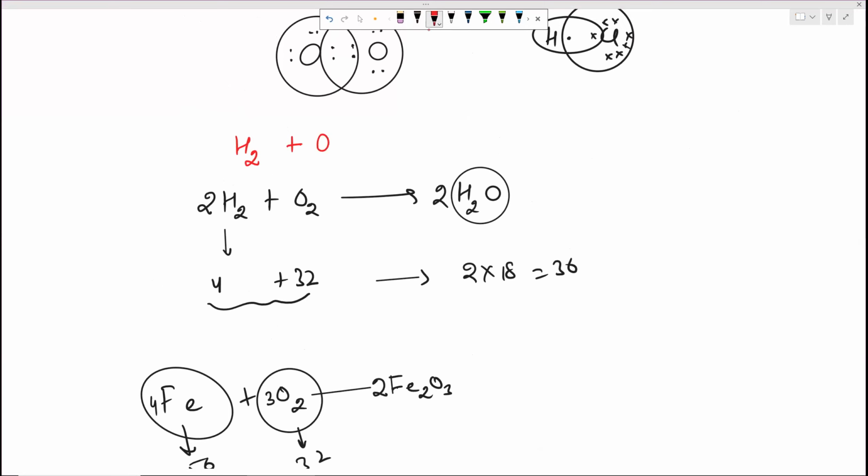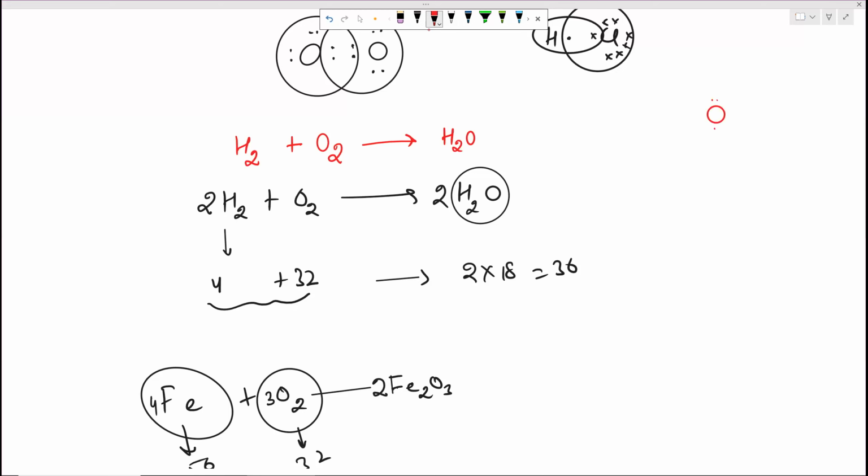And similarly, oxygen does not exist in the form of O. It exists in the form of O2. Now you check, this is water, H2O. The formula will be H2O. It cannot be H2O2. Why? I have explained to you. Because one oxygen atom will combine with 2 hydrogen atoms to complete its octet.